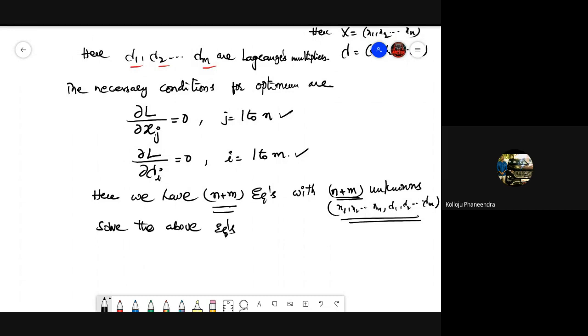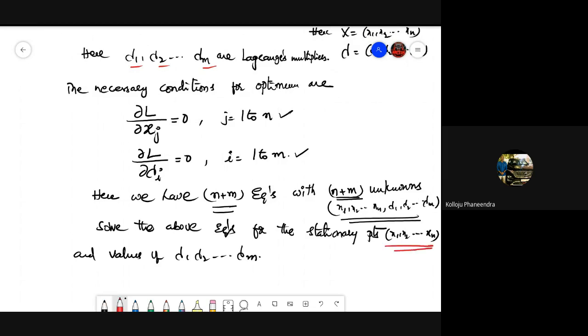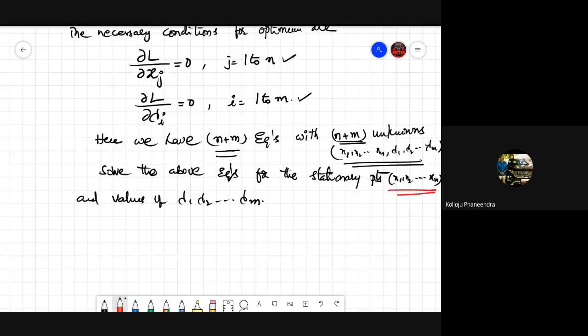Solve the above equations for the stationary points. What are the stationary points? You may get one solution or more than one solution, and values of lambda. Now I have to decide whether the stationary point gives a maximum or minimum.